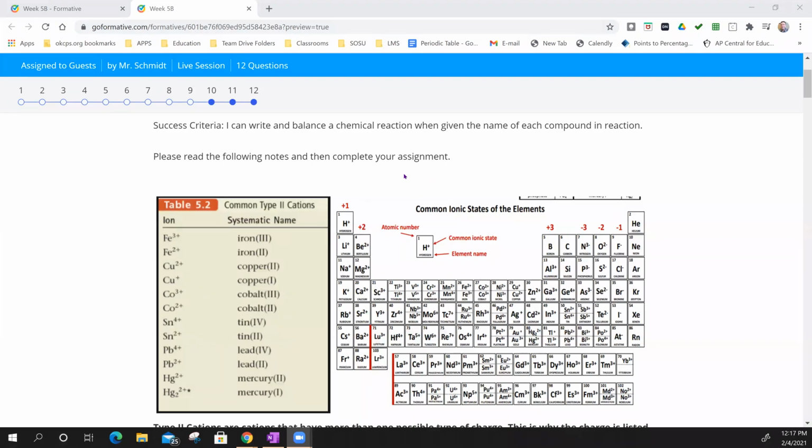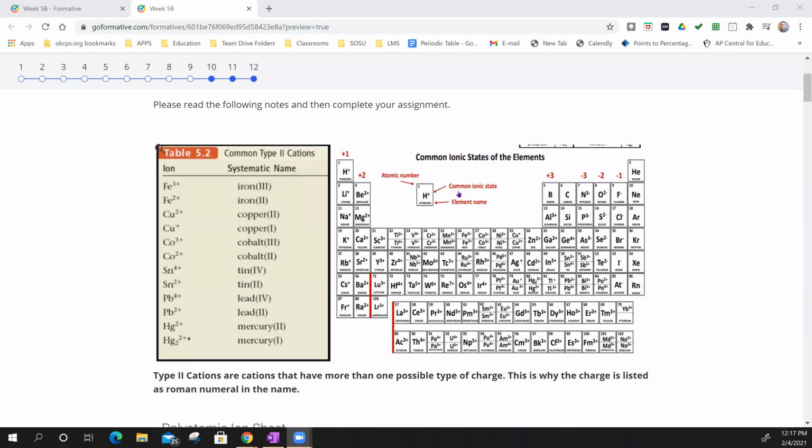Today we're looking at the week 5B lesson, and the success criteria is that I can write and balance the chemical equation when given the name of each compound in the reaction. So we are not going to be balancing equations in this, but we are going to be writing them. And so you need to make sure you read the following notes. You should be familiar with this graphic by now.